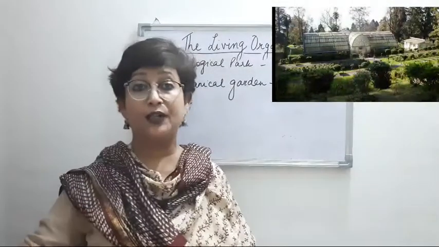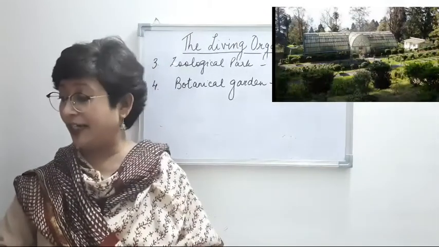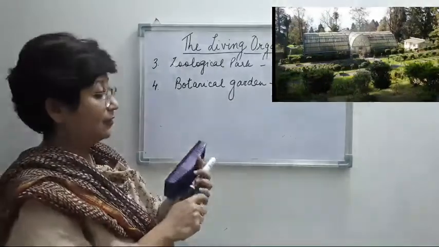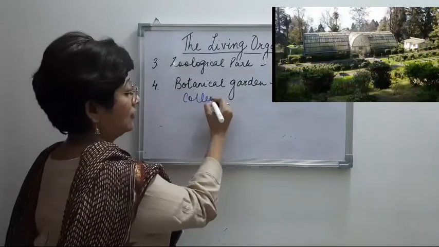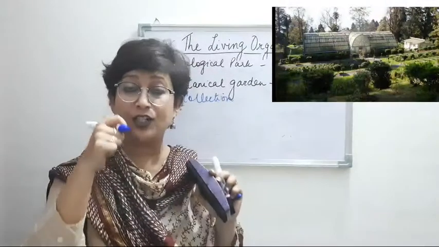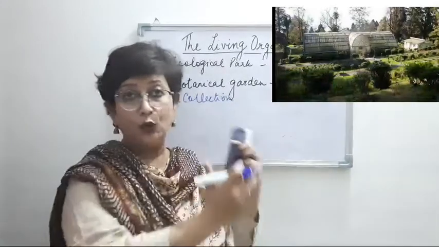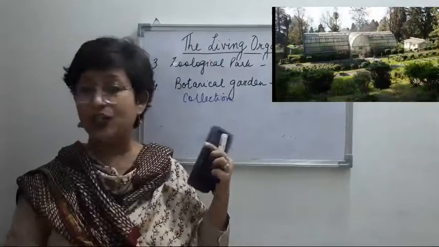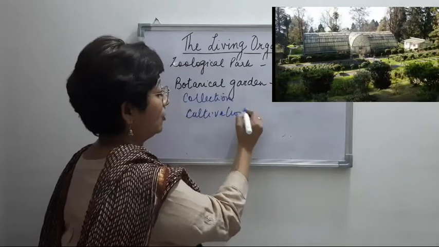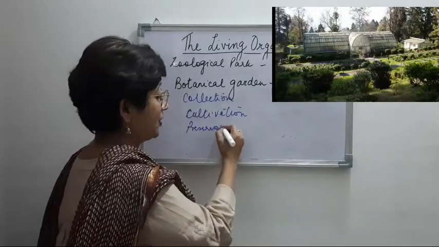So next we come to the botanical garden. Again, botany, term related to plants, right? So a botanical garden is basically a garden dedicated to collection. Collection means collecting or bringing the plant varieties to this botanical garden. Second is cultivation. They are not only brought, then they are cultivated. Then preservation, they are preserved, right?